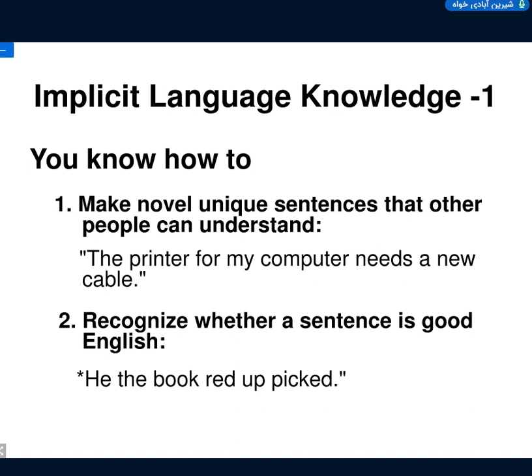For example, you can say the printer for my computer needs a new cable. It's easy to say the sentences. You can make new sentences. You can recognize whether a sentence is good in English. For example, this sentence is not correct, but you may not be able to explain it.